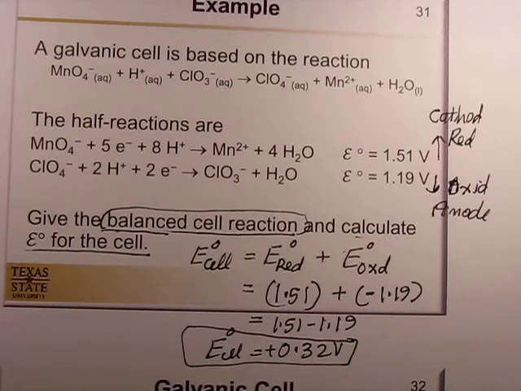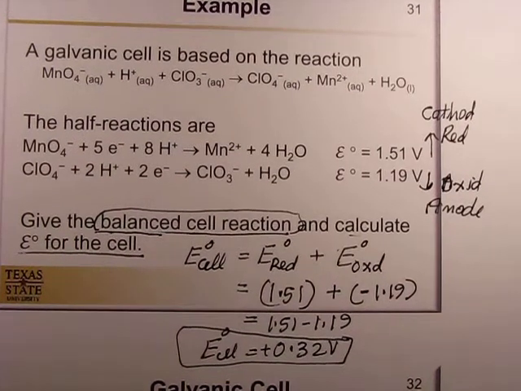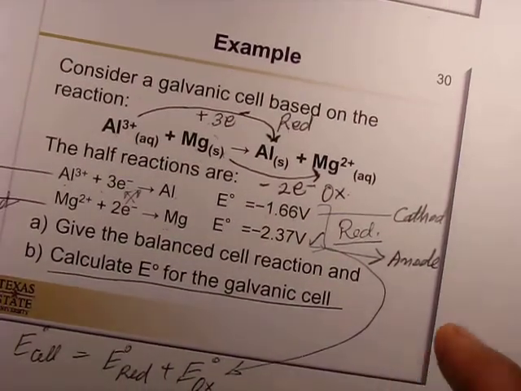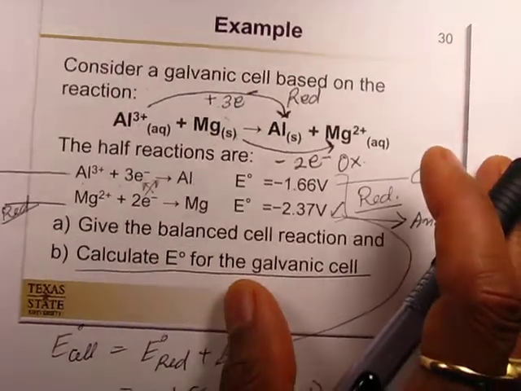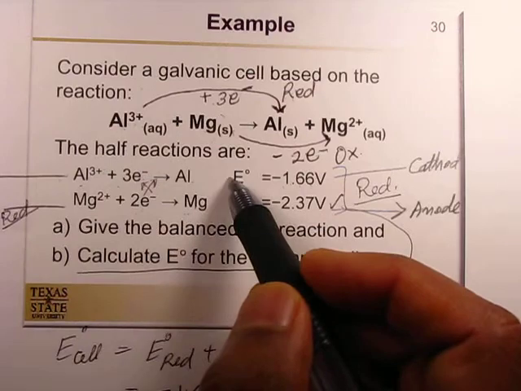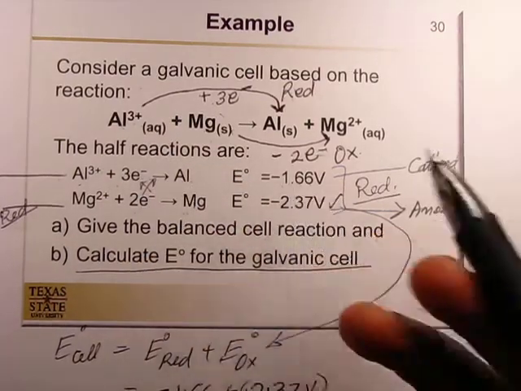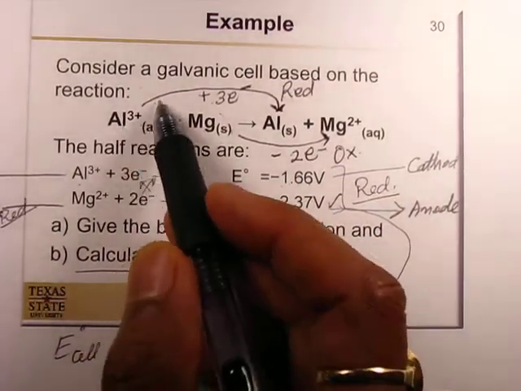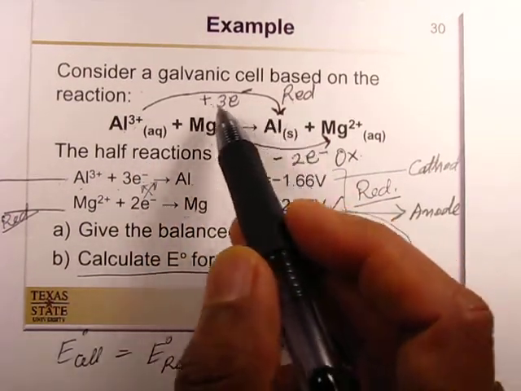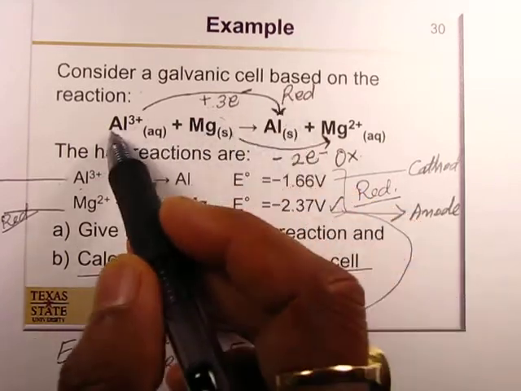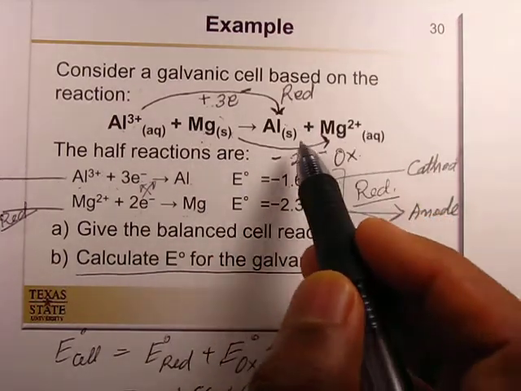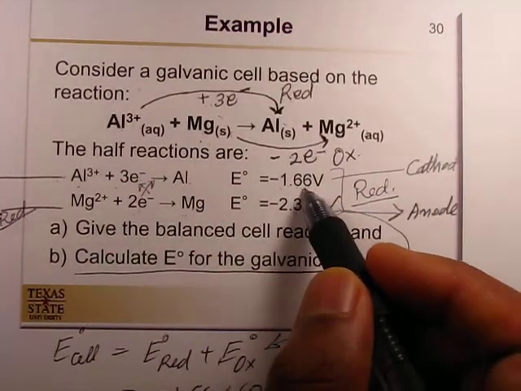Let's see one more example. Here we have this one, which I have already calculated. Consider the galvanic cell based on these reactions. The reaction is given, and half cell reactions are given. Basically you can figure it out in two ways. You can calculate the oxidation number, and plus 3 goes to 0; basically it is accepting 3 electrons. So this is the reduction half reaction, and magnesium going from solid to magnesium ion is the oxidation half reaction, and their values are given.